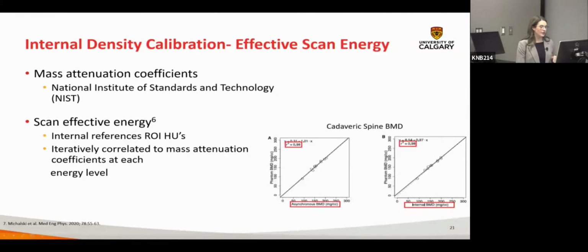Also, when this study was developed, they scanned full body cadavers in the spine region with a density phantom included in the scan and compared it to both asynchronous and the internal density calibration. So we're getting all three types of calibration here. And as you can see, there's a really high R squared value for the asynchronous BMD calibration, as you'd expect, but for the internal calibration method, we also get a really high R squared.